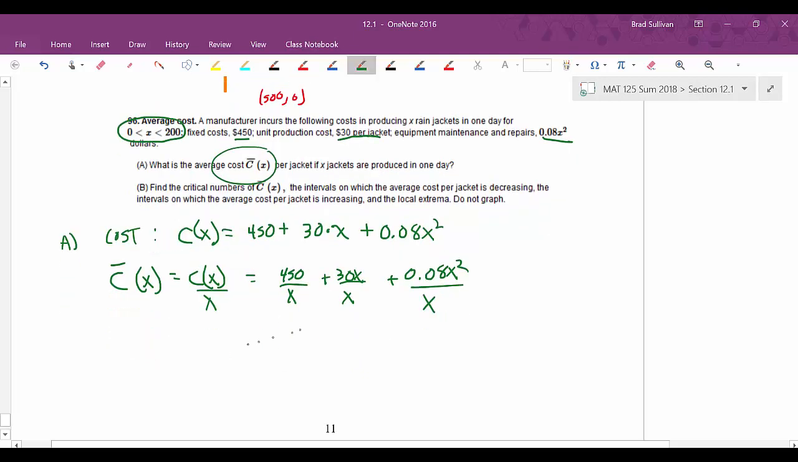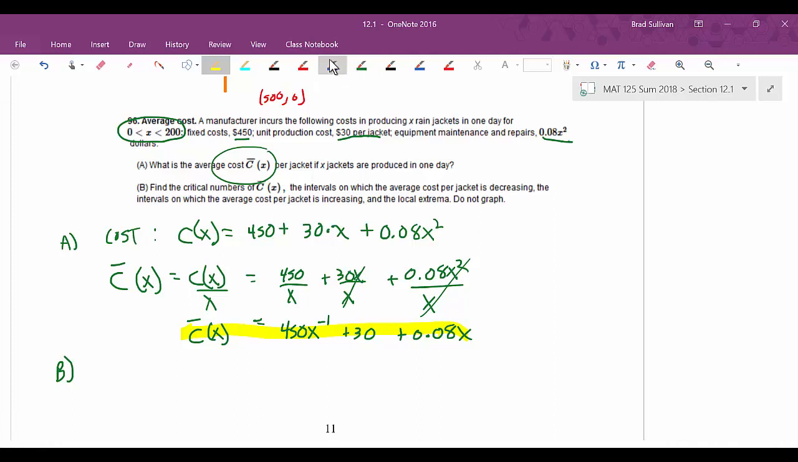So you do that. I would go ahead and write this. C bar of x would be 450x to the negative 1. The x's cross out, so it's plus 30. One of the x's crosses out there, so that's 0.08x like that. Okay, that's part A. So there is your average cost function.